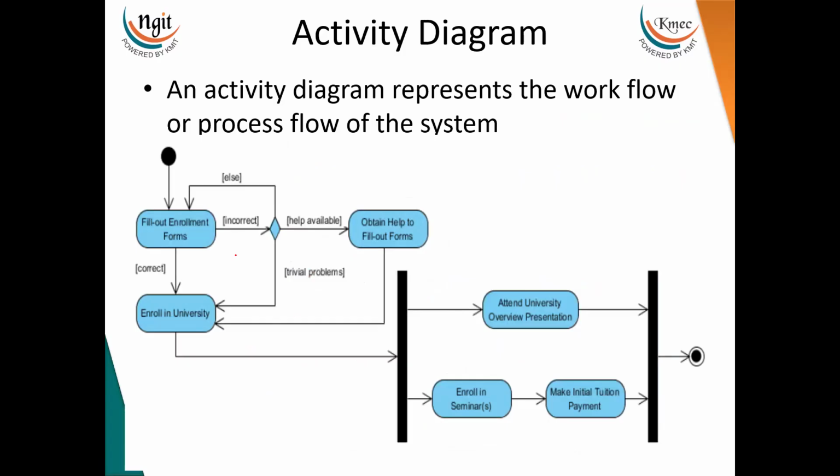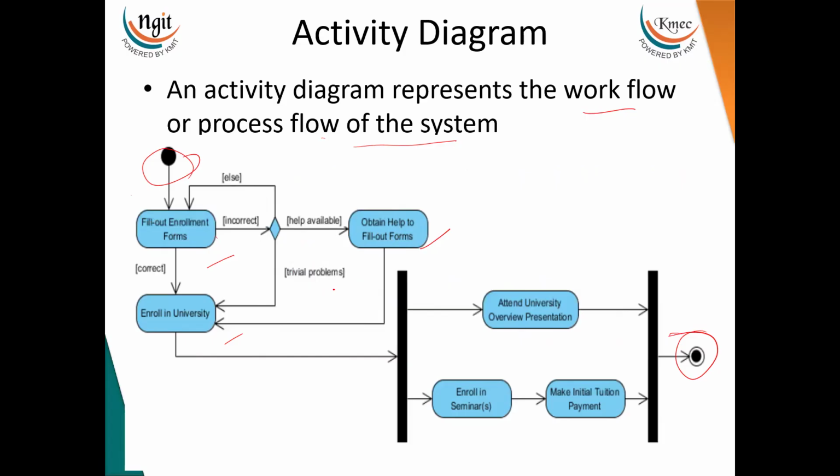Then the activity diagram. As I told you, an activity diagram represents the workflow or process flow of the system. This is the starting point and this is the end of the entire activity. Here the activity is filling the enrollment forms, enrolling in the university. If it is incorrect, then help is available: obtain help to fill out the forms.